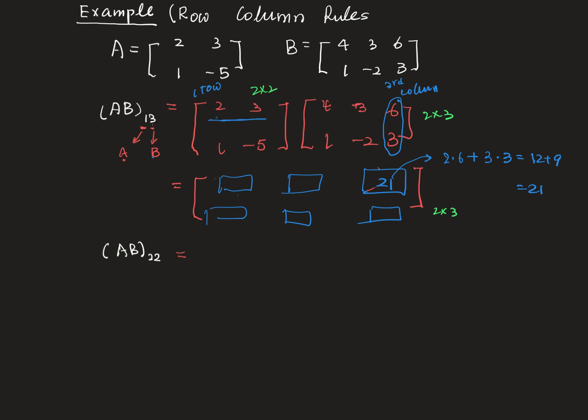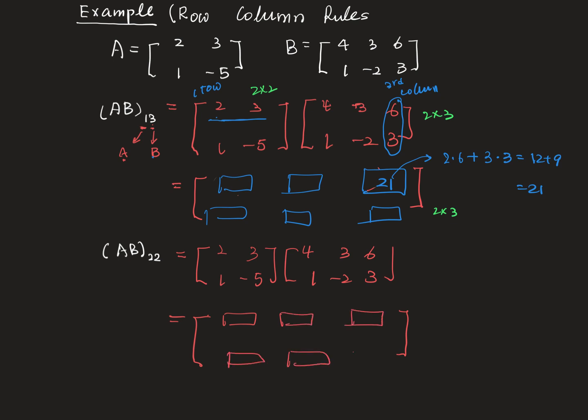So we are looking for, guys, 2, 3, 1, negative 5, 4, 3, 6, 1, negative 2, 3. So we already know the outcome, guys. It's a 2 by 3 matrix. So here is a 2 by 3 matrix. So what are you looking for? Second row, second column. So we are looking for this one, okay? How can we find this one?